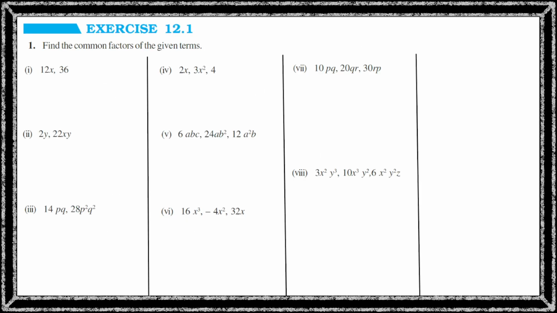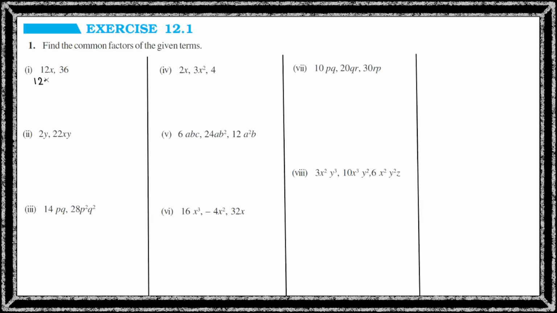Here I have listed down all the sums. There are 8 sums in the first exercise. So now they're asking us to find the common factors. In order to find the common factors between the terms that they have given, first I need to know the factors of each term, right?